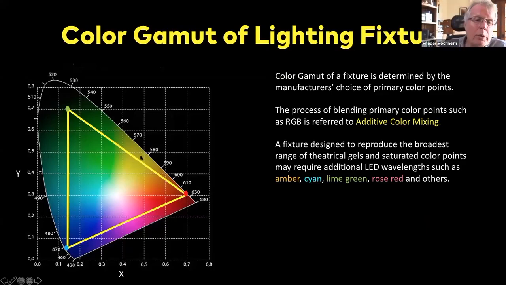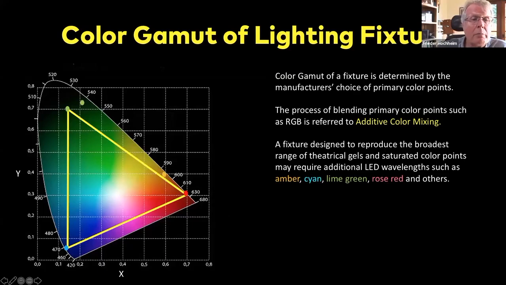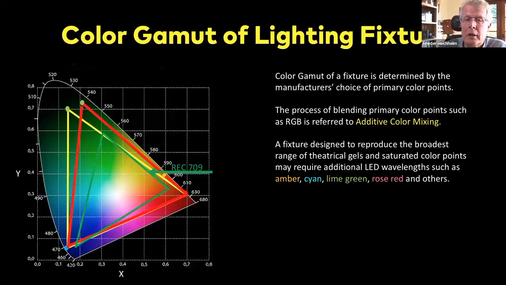Now, if I need to reproduce colors that are out here, and I'm a manufacturer that says I need to expand my saturated colors, I may want to add some more color points. So amber, cyan, lime green, rose red, these are all colors that can be added so that when you expand the gamut, you can now reach some of those colors that can't be obtained through a simple RGB process. So if the objective is to hit certain saturated colors, you need an expanded gamut.